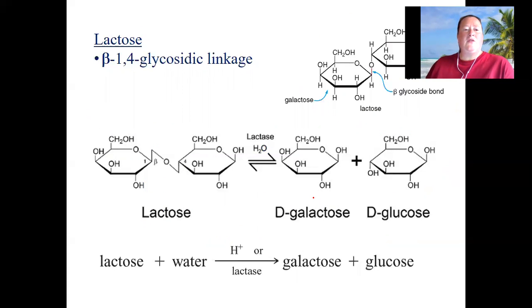With lactose, it is a beta 1,4 glycosidic linkage, and you can see that it's drawn a little bit differently. When you hydrolyze it, it breaks down into the right-handed galactose and the right-handed glucose. In fact, all of these sugars are the right-handed variation when we're talking about sugars in biological systems.